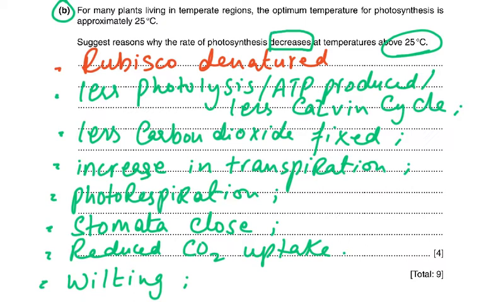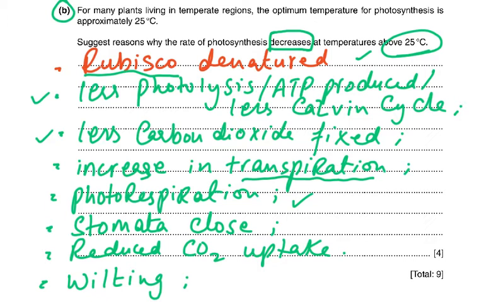So naturally, as temperature rises, the enzyme which is most important, Rubisco, is denatured. Then we need enzymes for photolysis. So less photolysis, less ATP produced, less Calvin cycle, less carbon dioxide fixed. Why? Because we need the enzyme Rubisco for that. Then there is an increase in transpiration, because naturally when temperature is high there is more evaporation, more diffusion of water vapor out of the leaf. And then we could start off with photorespiration, in which Rubisco combines RuBP with oxygen.